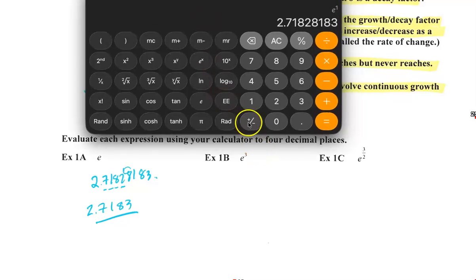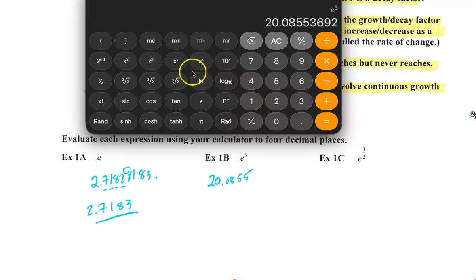Okay, e to the third. So now I'm going to do that one. So all clear. We'll do 3, e to the x. So that's e cubed, so e times e times e. So we get 20.0855. The next one would be 3. So I don't round at all. I round down basically. So there we go.